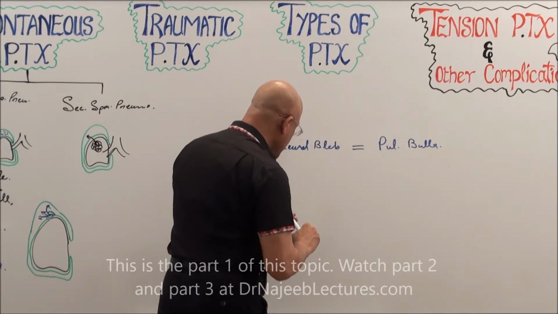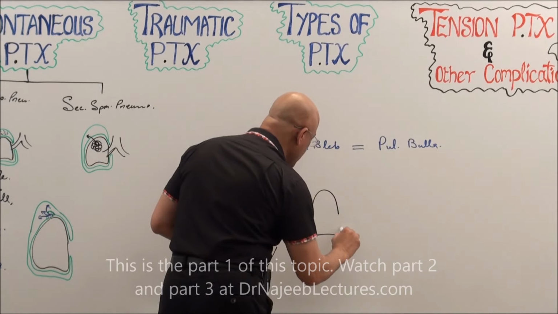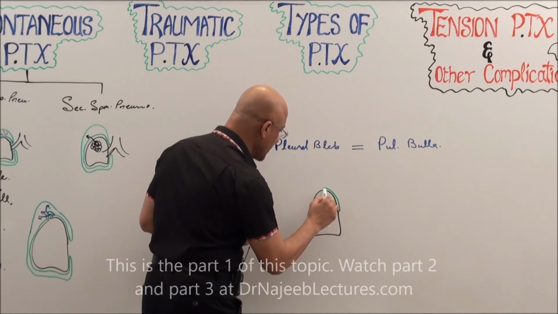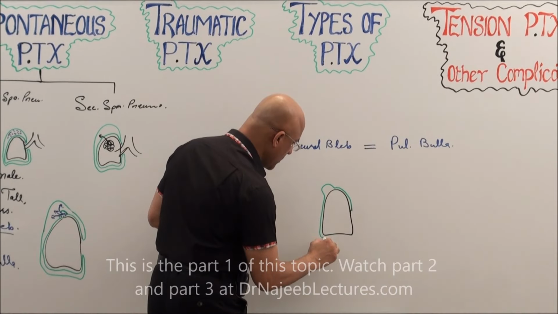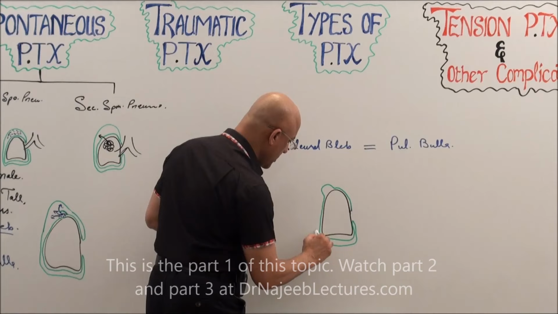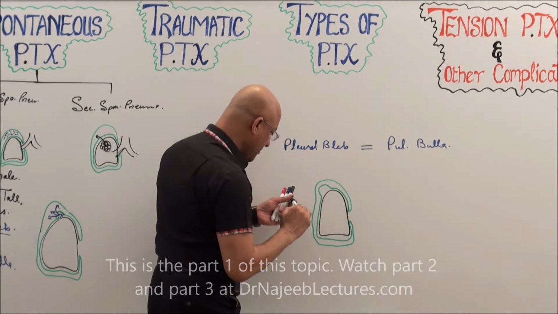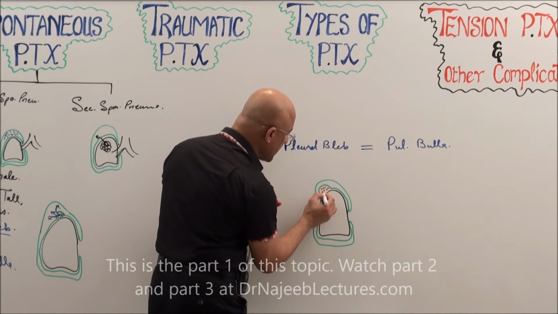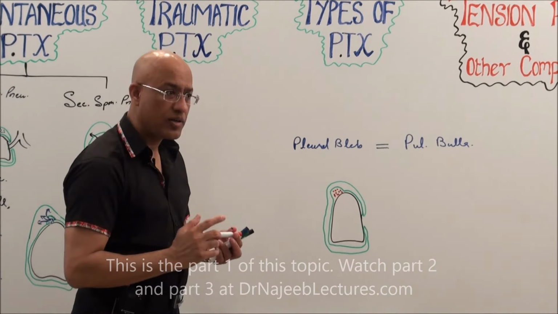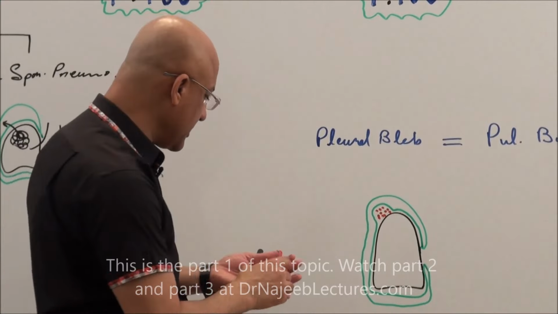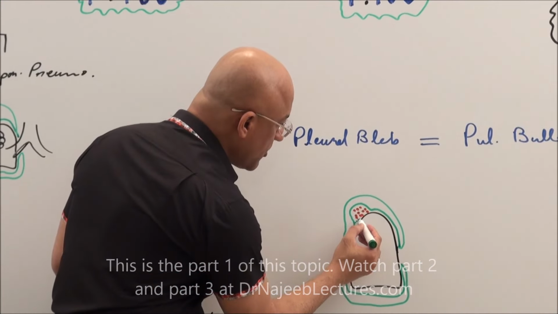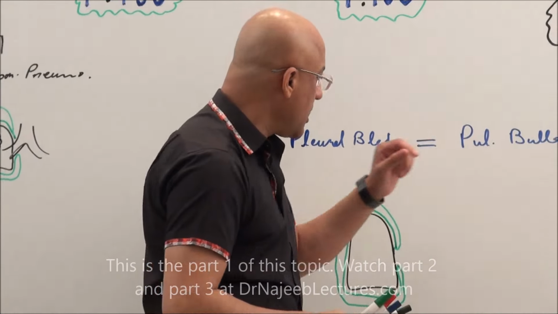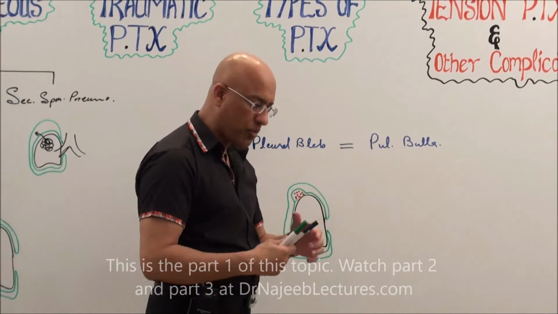The difference is, if this is the lung, this is your which layer? Visceral. If air is trapped here, okay, I show. If air bubbles are trapped here, what is this? Subpleural bleb. Or if there is a little visceral pleura here also, it is intrapleural bleb. Now, how is it different from pulmonary bulla?